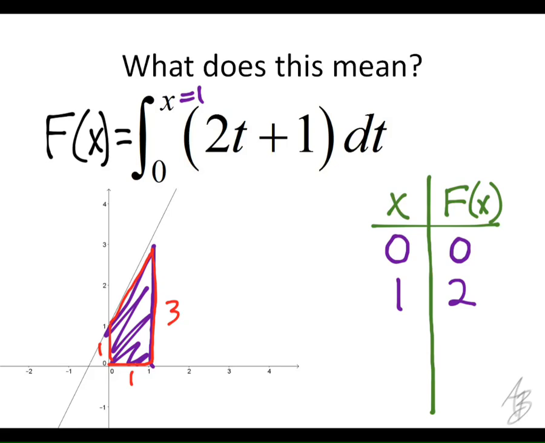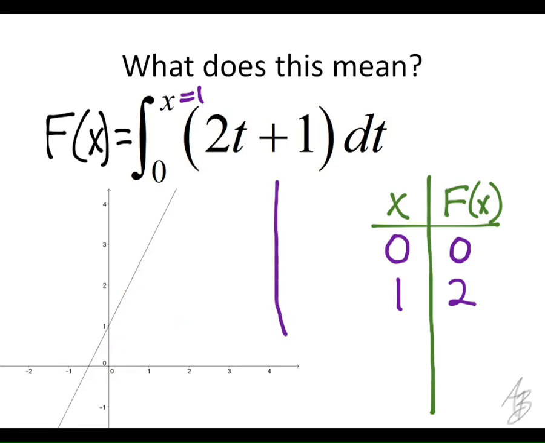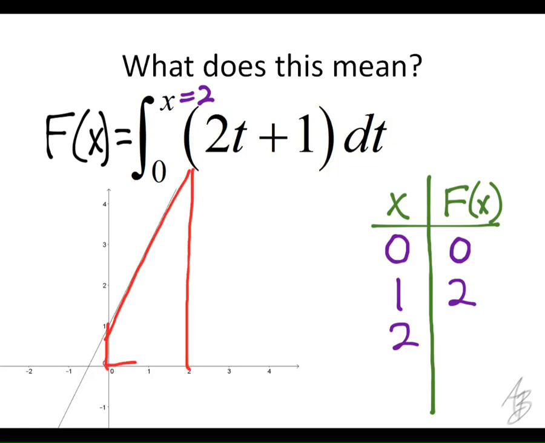Let's try 2. So instead of x equals 1, let's put x equals 2 in and see what happens. That means we're looking at the trapezoid here. One base is going to be 5, one base is going to be 1, and the height is going to be 2. So what is that going to be? It's going to give us 6.